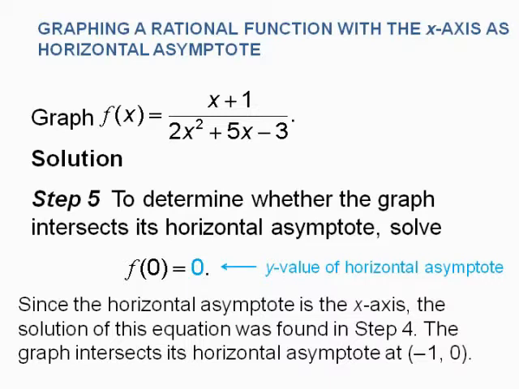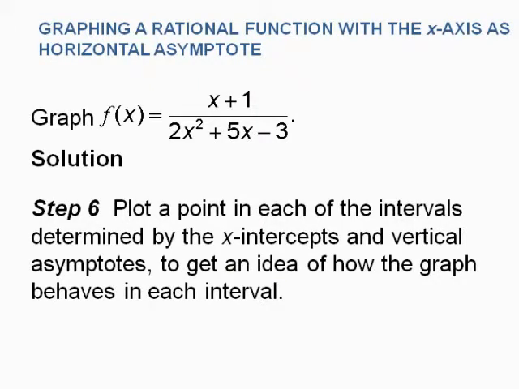Now, step 5, it says, let's determine whether the graph intersects this HA or not. So if we let this function equal 0 here, we already found that up top. So if we put 0 in here for y, we know that x equals negative 1 will make this top 0. So the graph is going to intersect the HA at that point. So when you find the horizontal asymptote, if you let the function equal that value and solve for x, you'll be able to find the point at which it crosses the horizontal asymptote. Now remember, it never crosses or touches the vertical, only the horizontal.